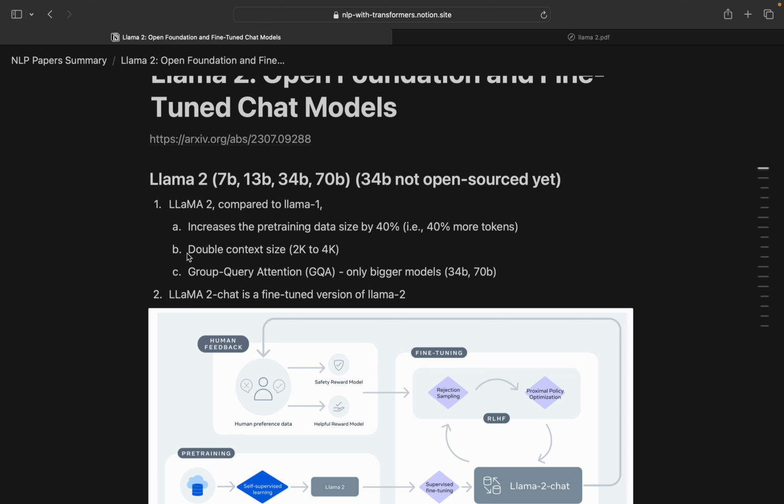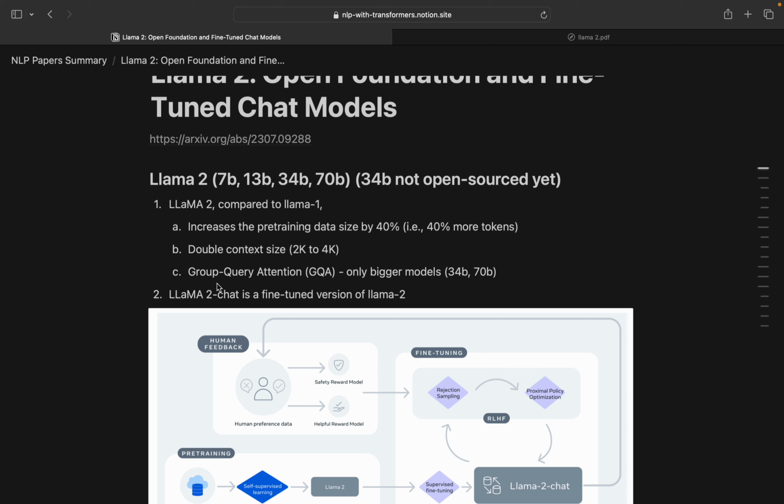The second difference is the context size, which is 2K in LLaMA 1, and in LLaMA 2 they have doubled it to 4K. In fact, in LLaMA 3 it is 128K, which is 32x the 4K. But anyway, we will discuss more when we go deeper into LLaMA 3 down the line.